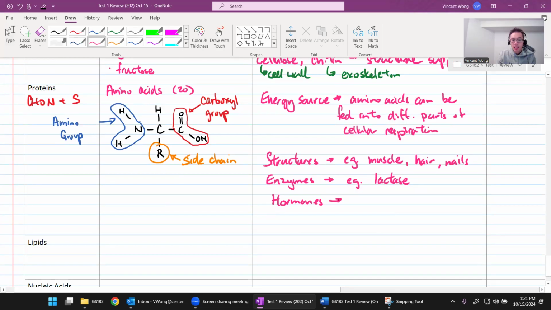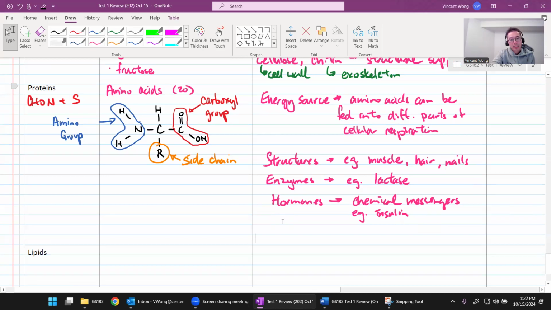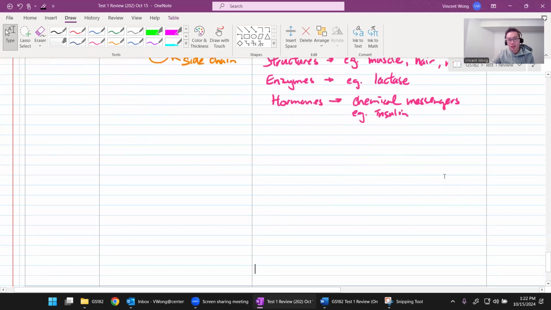And hormones are like chemical messengers, right? Not all hormones are proteins. Some hormones are lipids. Someone mentioned steroids earlier. That's also useful for forming hormones. The hormone that we learned for protein is insulin. You've probably heard of that for regulating blood sugar. That's a protein hormone. Okay. Now there are also a bunch of other things.